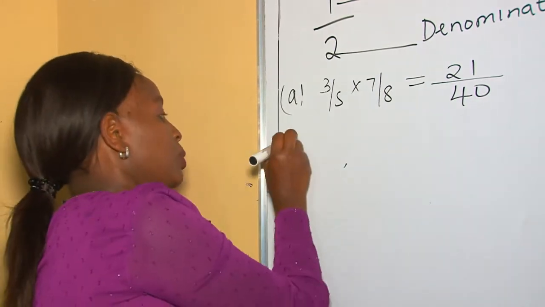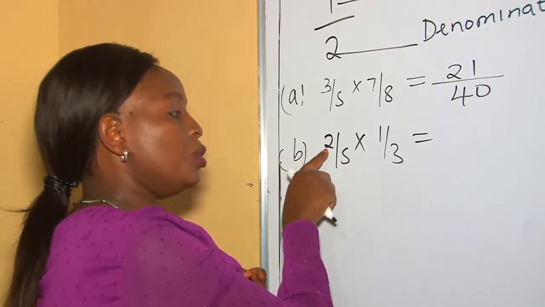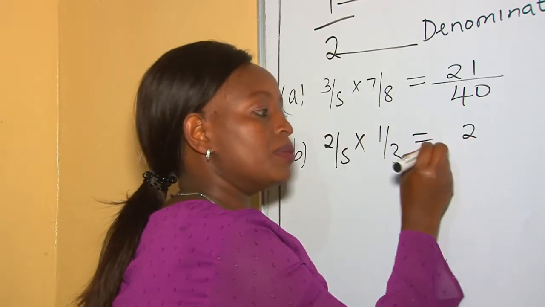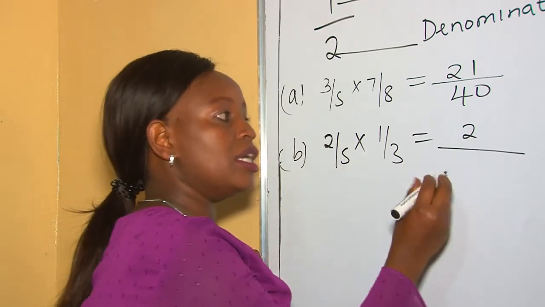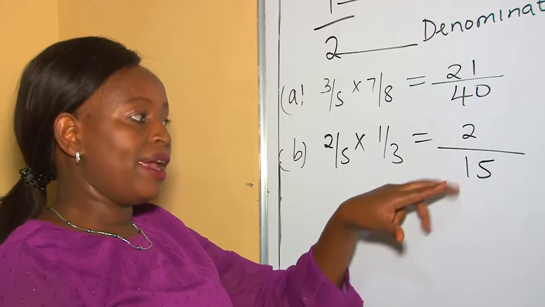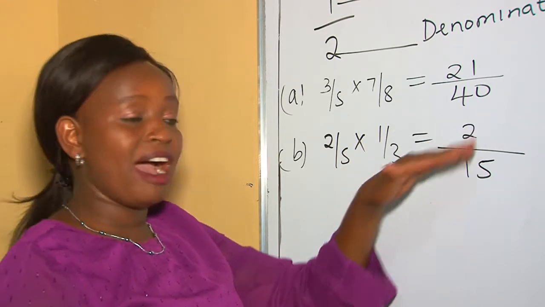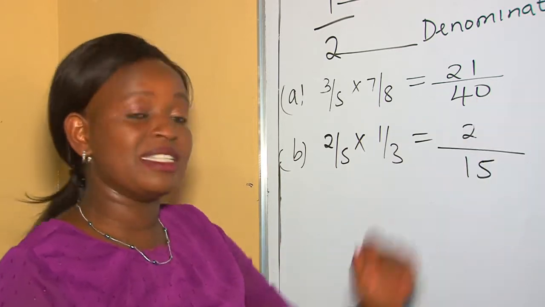Let's proceed to our second example. Our numerators are 2 and 1. Therefore, 2 times 1 is 2, and 5 times 3 is 15. If I look at my answer, 2 is an even number, 15 is an odd number, so they don't have any common divisor. So I leave my answer like that.